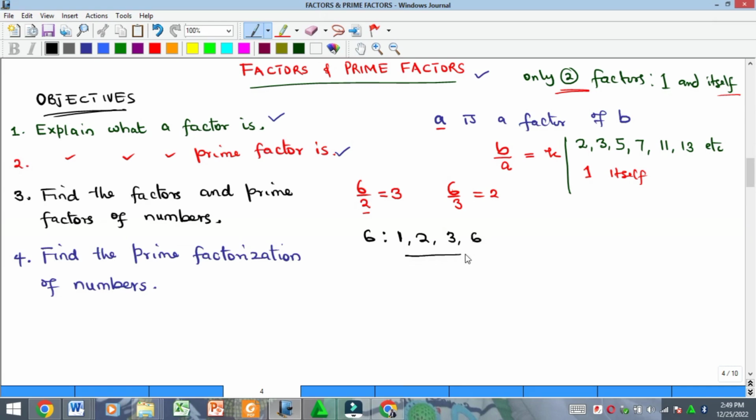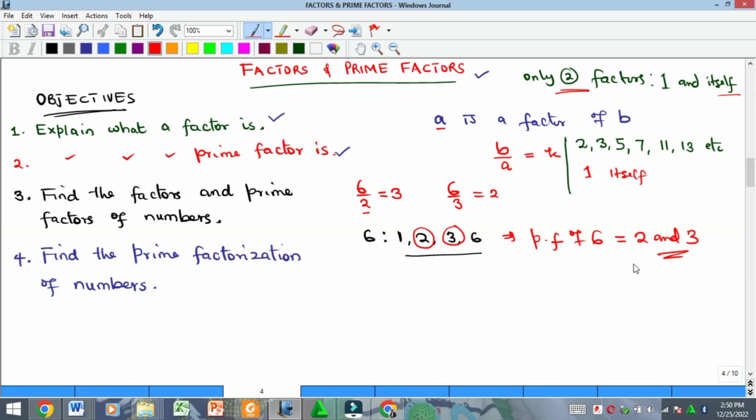And so among these four factors, if you can list the ones that are prime numbers, for instance, 2 is a prime number and 3 is also a prime number. Therefore, what it means is that 6 has two prime factors. That means the factors of 6, which are prime numbers, are called the prime factors of 6. Therefore, the prime factors of 6, let me use PF for prime factor, are just 2 and 3. Okay, so that's the meaning of prime factors.